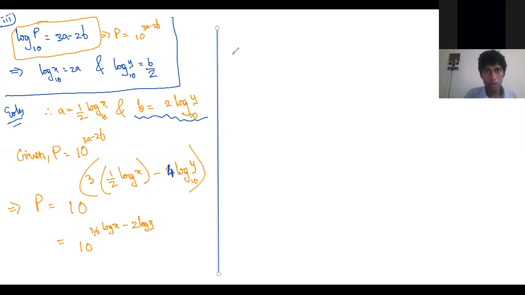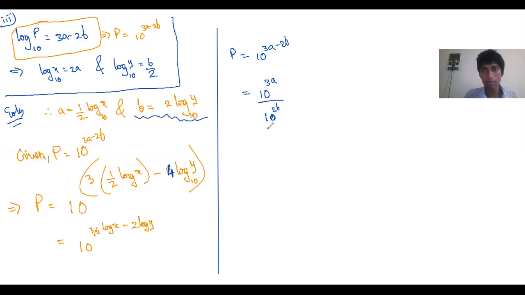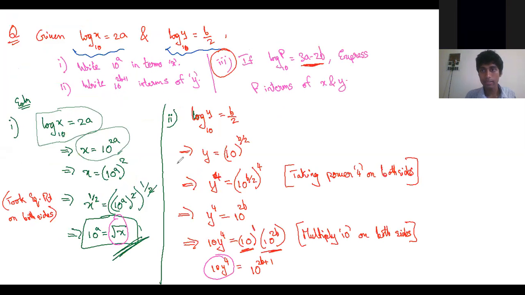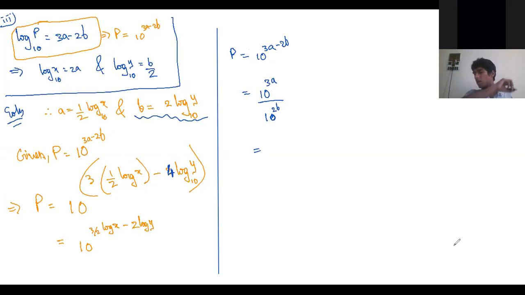So in this question, it is told that p is equal to 10 power 3a minus 2b, and we want to find things in terms of x and y. Can I say this is nothing but, do you know the law of exponents that 10 power 3a minus 2b can be written as 10 power 3a divided by 10 to the power 2b? But then we just found in the first part that 10 to the power 2a is nothing but x.